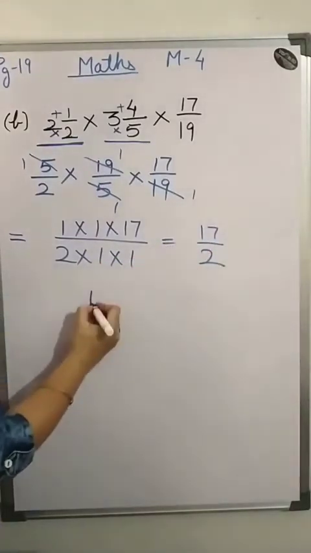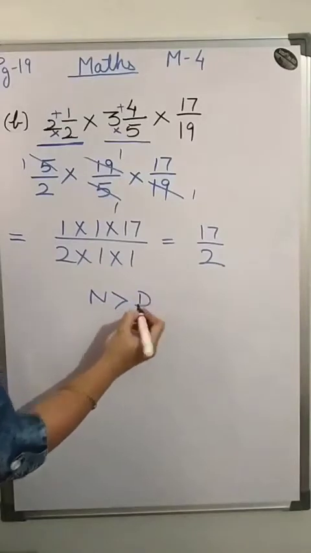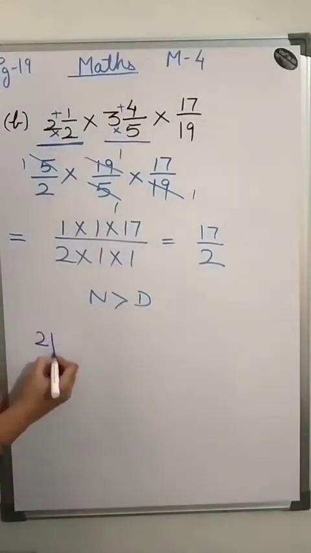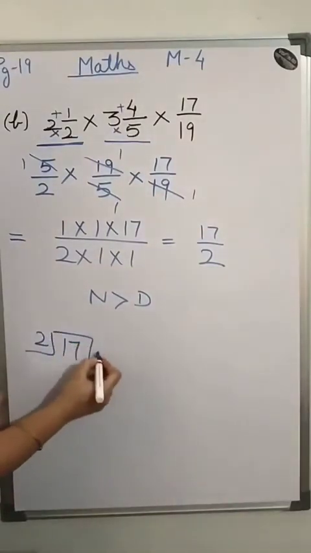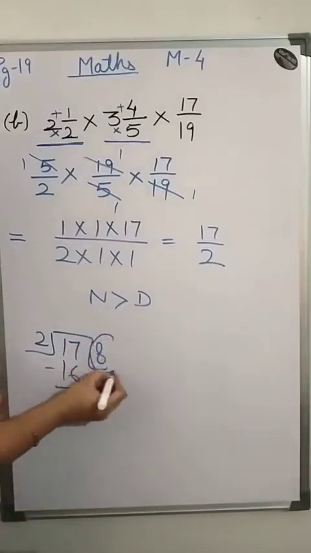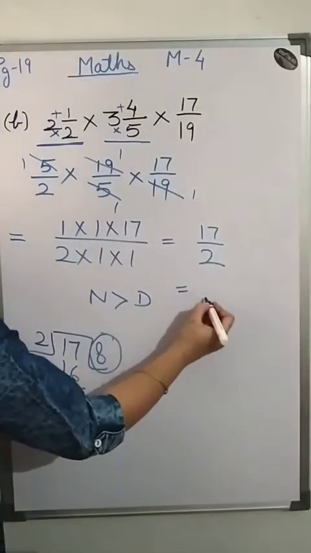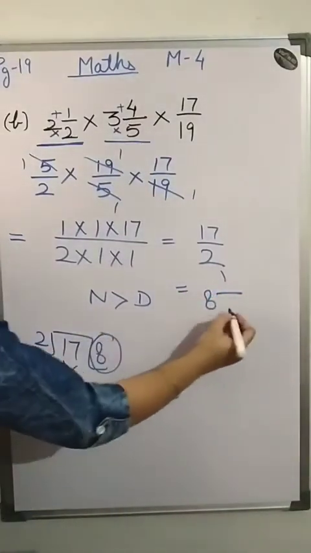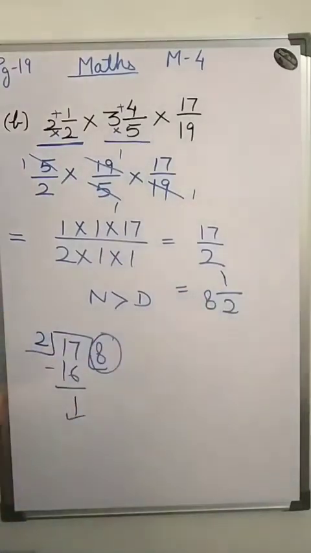And this time the numerator is greater than the denominator. So it means it is not a proper fraction. So we convert it into a mixed fraction. So divide them. 2 eights are 16 and the quotient is 8 with remainder 1. This number, the quotient, you write down in the middle. The remainder you write down here and 2 you write down here. So this is the answer.